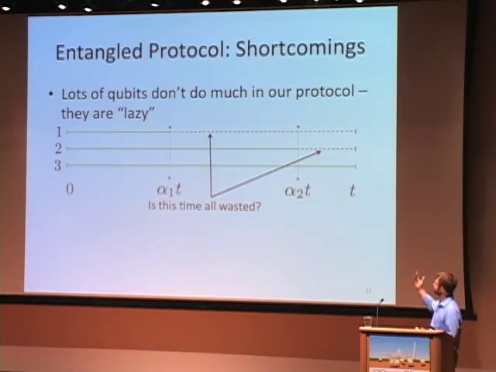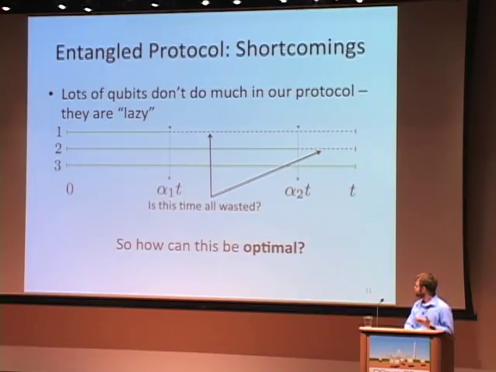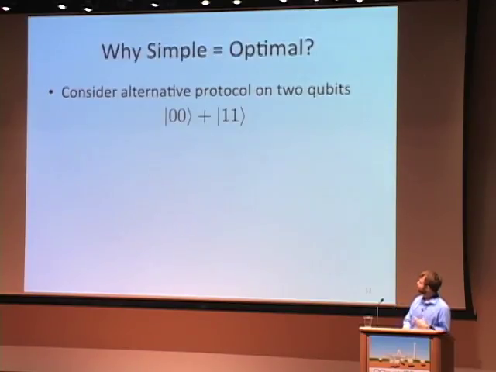Qubit 1 spends, what, 2/3 of this time not doing anything? Qubit 2 spends about 1/3. I mean, shouldn't you be able to use that time to make more measurements? It seems like you should be able to do something. And the question is, is this time all wasted? I'm going to claim no, because the protocol is optimal. So how can it be optimal if it doesn't make full use of all these resources? I think the easiest way to see why is to present an alternative protocol, just on 2 qubits, and explain what the issue is and why you can't automatically use that information.